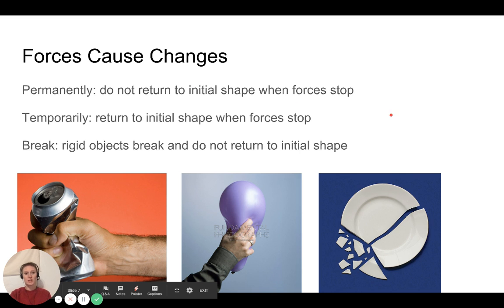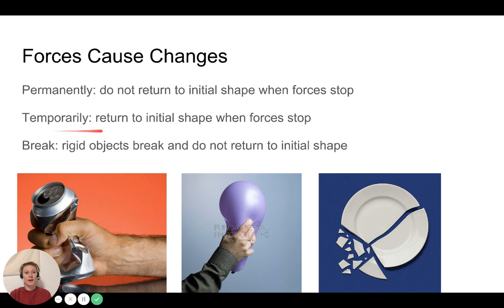Forces that cause change. We have forces that permanently change objects, which means the objects do not return to their initial shape when the forces stop. For example, when you crush a can, it is a permanent change because the can does not go back to its shape when you let go of the can.